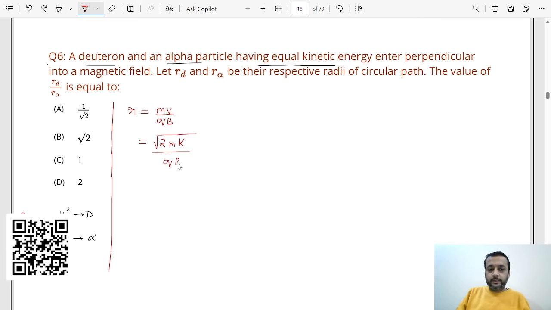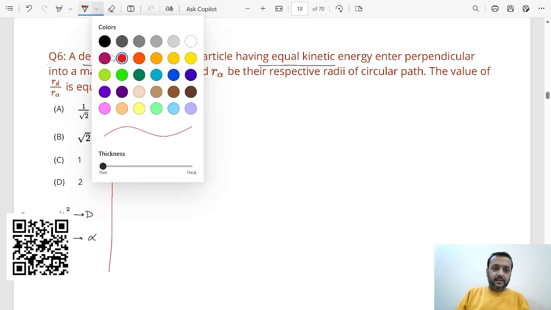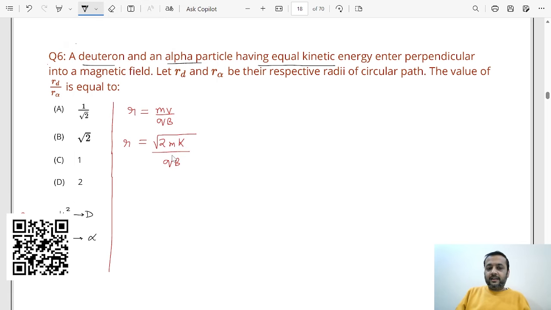Kinetic energy of both the particles was equal, and they both are moving in the same magnetic field. So the radius will be proportional to under root of mass upon charge. So the radius of the deuteron upon the radius of the alpha particle is equal to under root of mass of deuteron upon charge of deuteron, into charge of the alpha particle upon mass of the alpha particle.